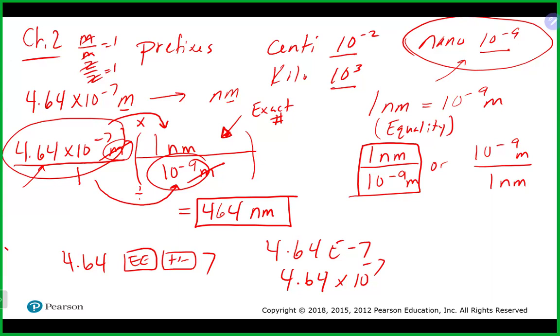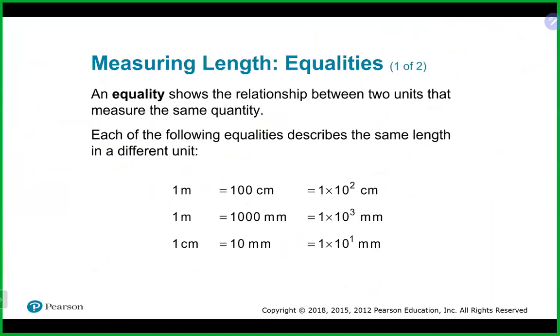Other questions? Okay, let's continue on. We've been talking about equalities, and as I mentioned, they are related to each other, as they represent the same amount of whatever you're looking at, but they are on different unit scales. For length, these are some common equalities that pop up a lot. 1 meter is 100 centimeters. That again comes up a lot. That is the whole number version of what we do with centi, which is 10 to the minus 2.